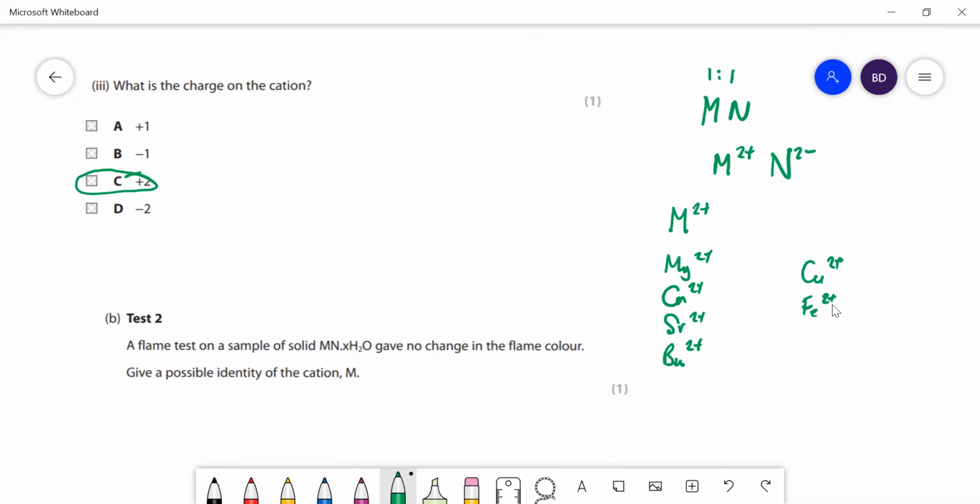But you should know that, right, calcium gives a brick red flame test, strontium gives a crimson, barium gives a green one, magnesium doesn't give any color to the flame. So the most sensible suggestion to give there, the most obvious one, I think, is magnesium 2+.